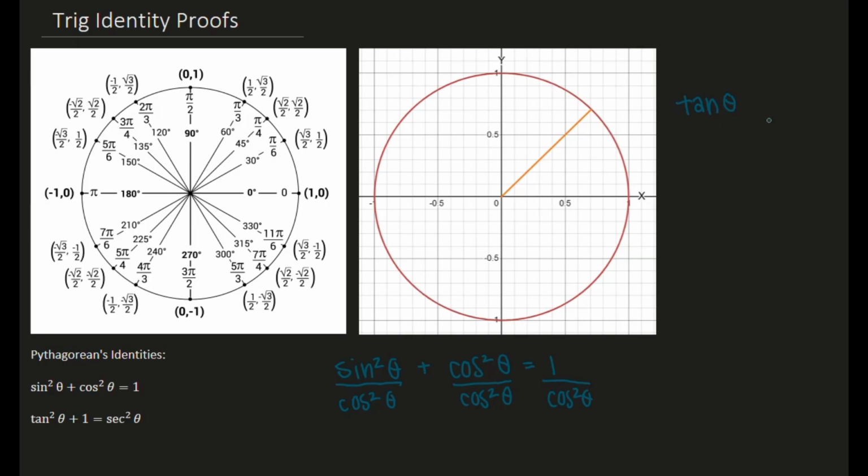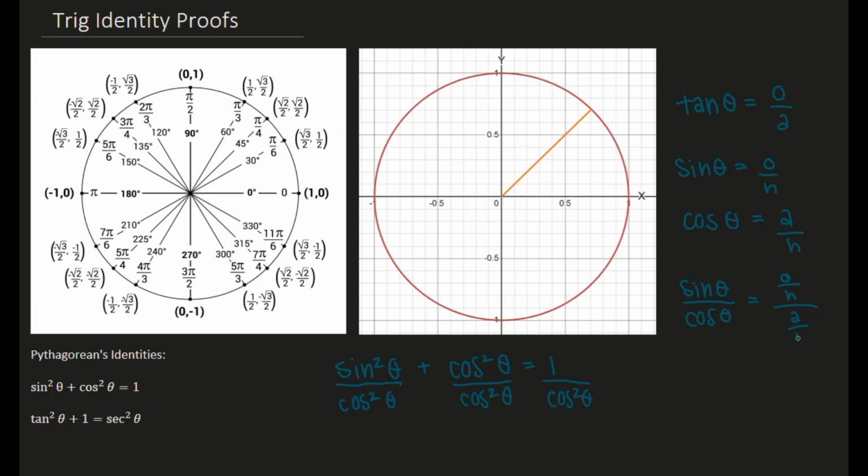opposite over the adjacent. So if I look at what is the sine of an angle, well, that's the opposite over the hypotenuse. If I look at what is the cosine of an angle, well, that's the adjacent over the hypotenuse. So what is the sine divided by the cosine of that angle? Well, that's the same as saying opposite over hypotenuse over adjacent over hypotenuse.